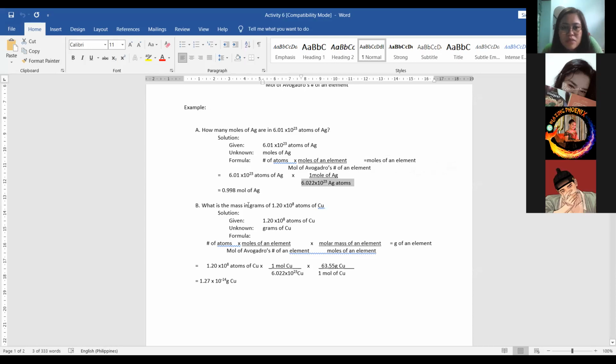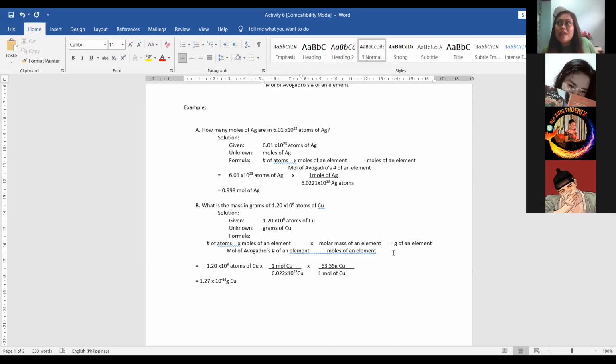So makancel ang atoms. Multiply lang nimo 6.01 times 10 raised to the power of 23 times 1 mole divided by 6.022 times 10. By the way, this should be 23. Let me recheck it. So 6.01 times 10 raised to the power of 23 divided by 6.0221 times 10 raised to the power of 23. So the answer here is 0.998 moles of silver. So kung ingana kadaghan ang atoms, it is just 0.998 moles.